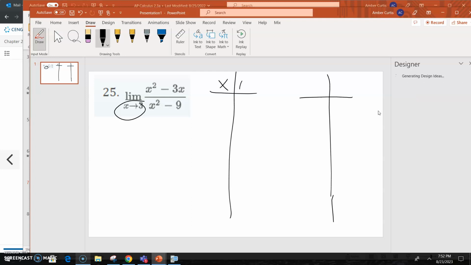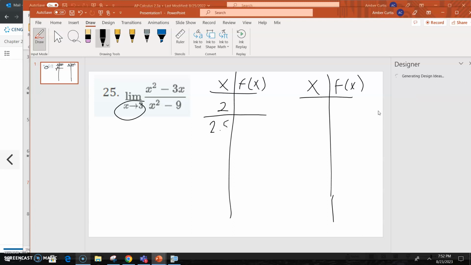So we're going to have our x and f of x, and this first table is going to represent numbers to the left of 3. And the second table is going to represent numbers to the right of 3. Now, generally it's smart to just start 1 away from the number you're looking at. So let's start 1 to the left of 3. So we'll start at 2. And then we'll get closer and closer to 3.